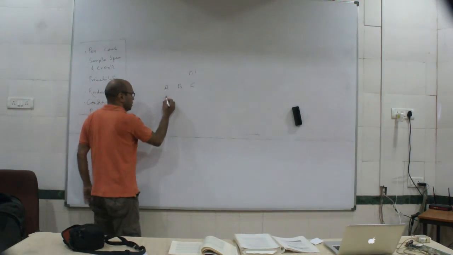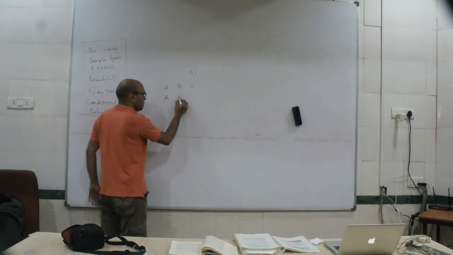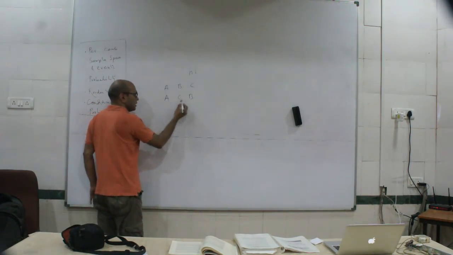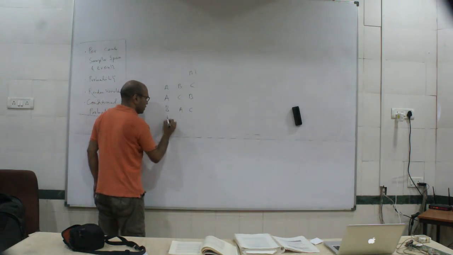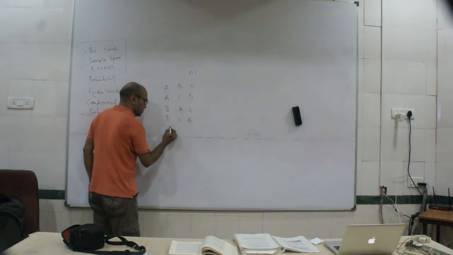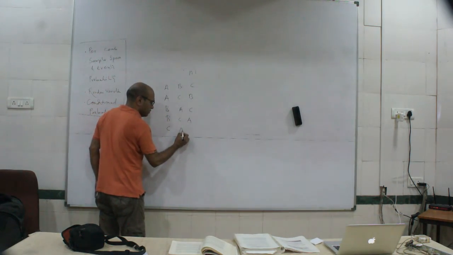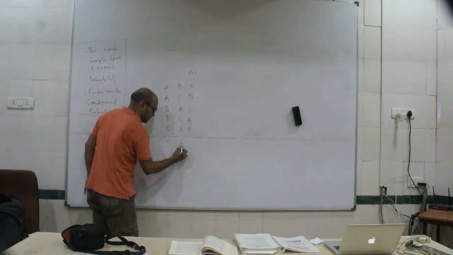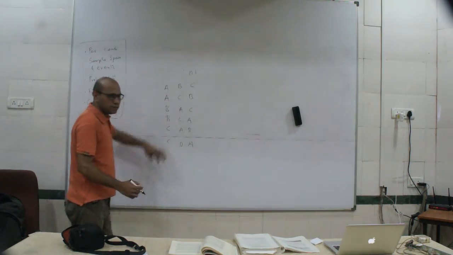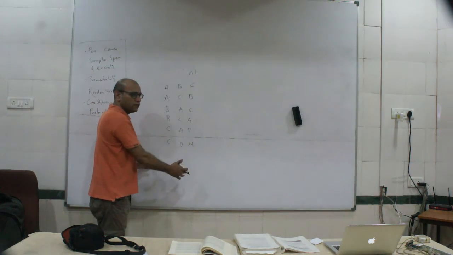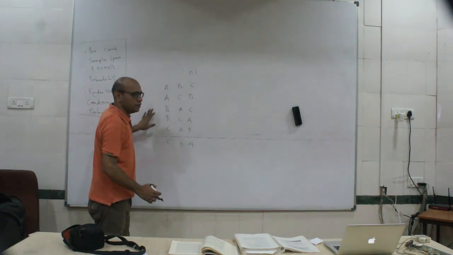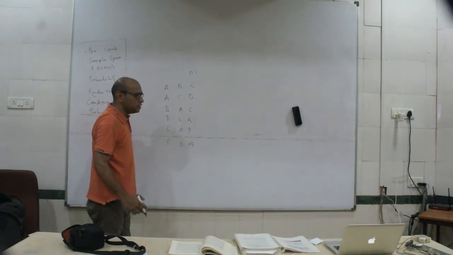So ABC is the first way, ACB is the second way. Then I take B in the first position, so BAC and BCA, and I take C at the first position, then CAB and CBA. So what is the logic of doing this? There are 6 different ways in which I can arrange A, B, C, right? 3 objects can be arranged in 6 different ways.